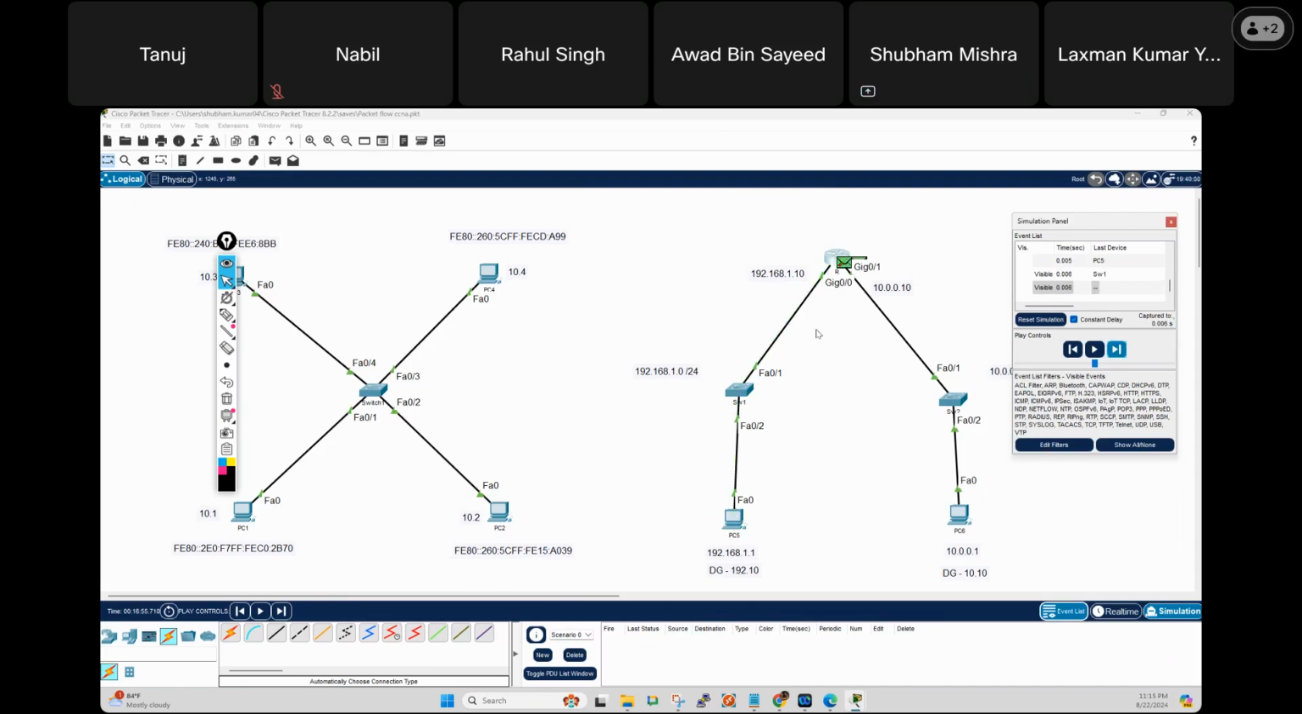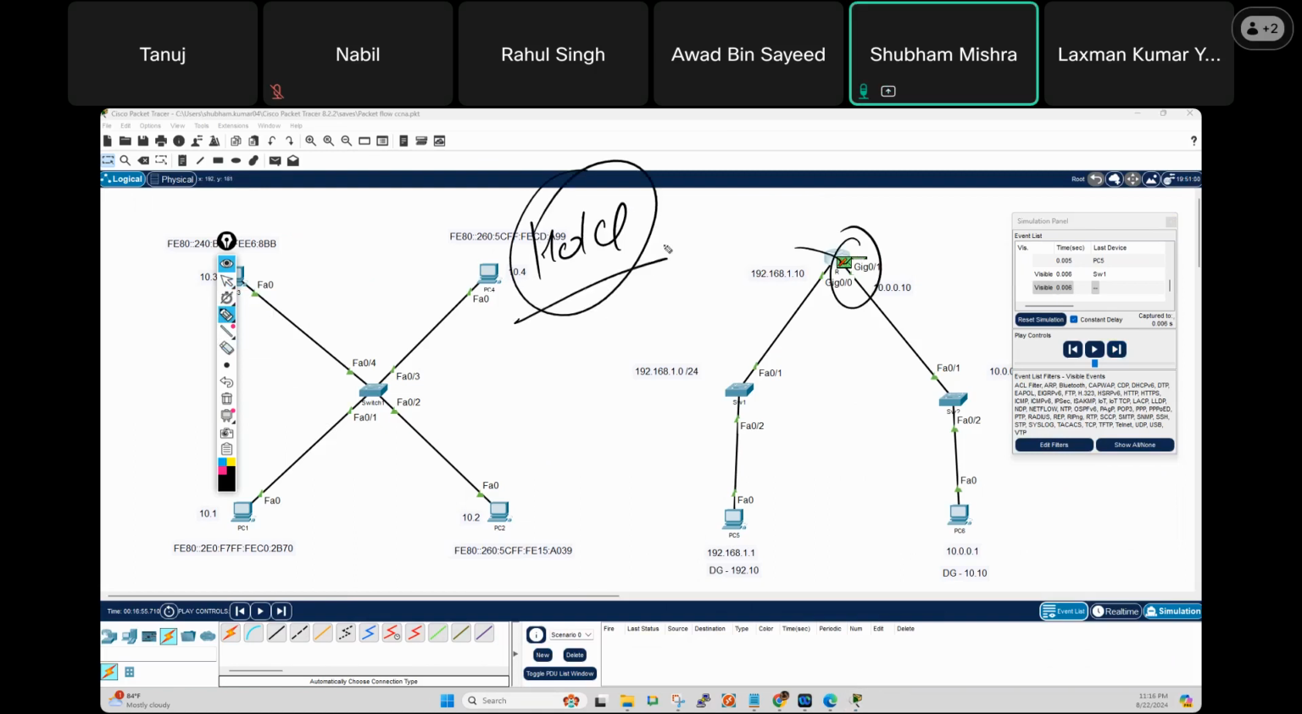Now see, when this ICMP packet reaches the router, this packet is dropped. What is happening? This packet is dropped. But actually we do not say dropped. We can say this packet is on hold. Try to understand the reason.